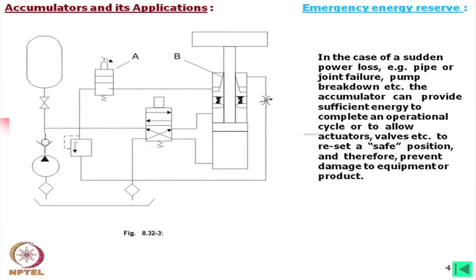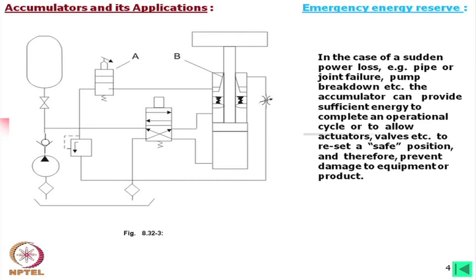Now, another application is shown here. In the case of a sudden power loss, that is pipe or joint failure, or pump breakdown, the accumulator can provide sufficient energy to complete an operational cycle or to allow actuators, valves, etcetera to reset to a safe position, and therefore prevent damage to equipment or product.